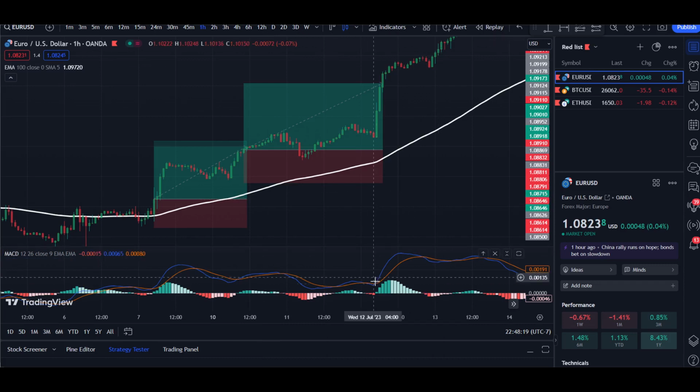So now whenever these lines cross each other, you're going to get alerted on whatever device you have. So if you have it connected to a mobile phone, you'll get alerted on your phone. You'll be able to take trades accordingly.